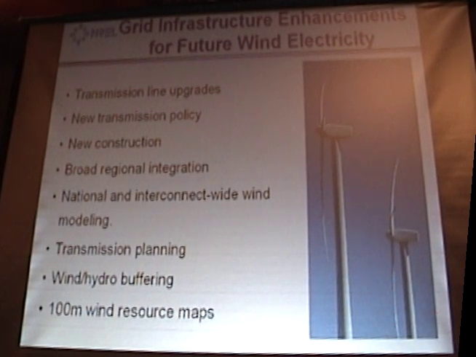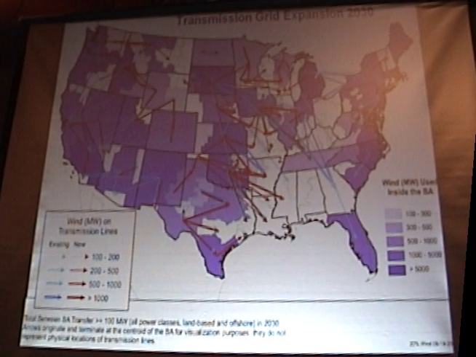100-meter wind resource maps, we're finding that there's wind in places we didn't know there were. So this is part of our planning, looking at additional power lines that are going to have to be built. So yes, we can bring wind in from windy areas. We can bring wind electric in from windy areas to places where it's not windy, like the East Coast.